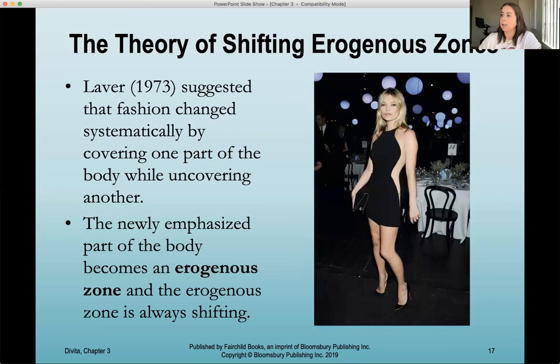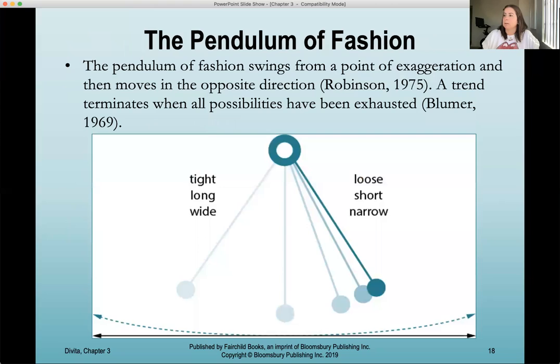Okay. Theory of shifting erogenous zone. I won't go over this in the lecture. You guys can read this, but essentially in the 60s and 70s, we as a society started dressing a little bit more provocatively, and we started uncovering parts of the body. And every couple of years, those erogenous zones are shifting. So one year it will be showing off your legs, and the next year it will be showing off your chest. So that is a change that molds the adoption process.